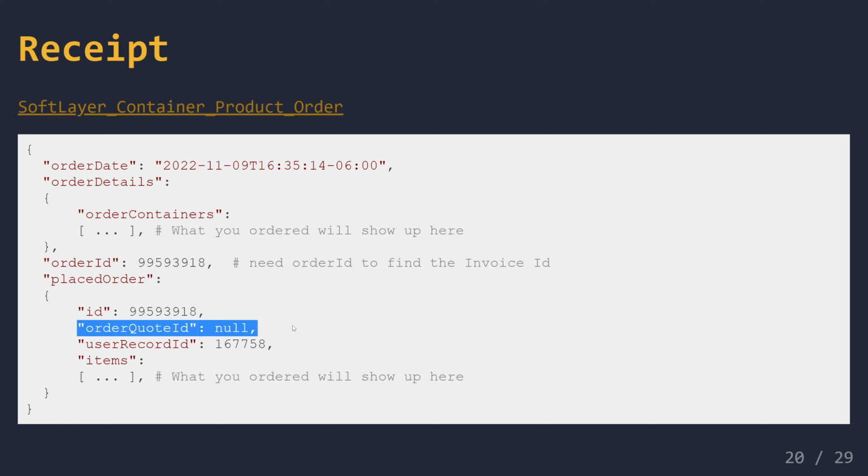If you placed it with a quote, you could see that here. The user record is the user ID of who actually ordered this. The items are what you actually ordered.